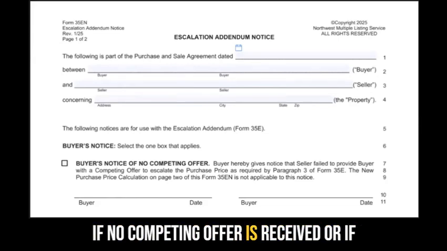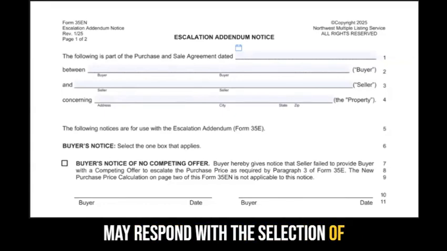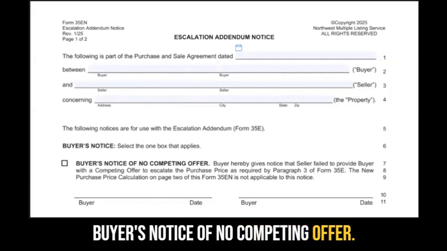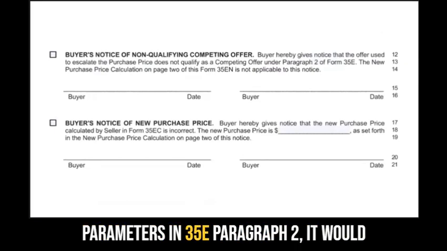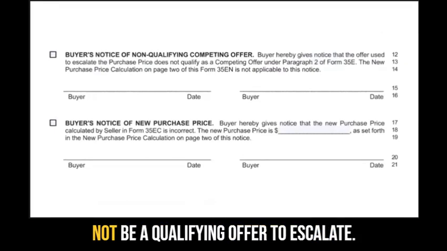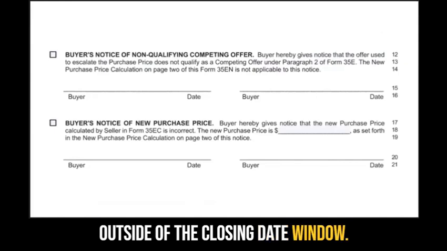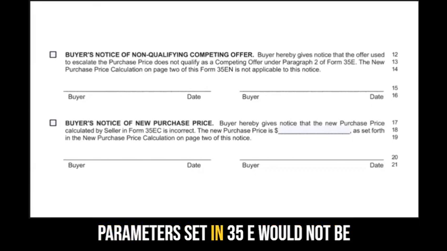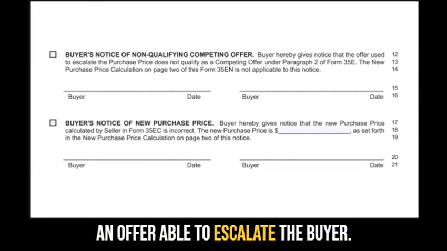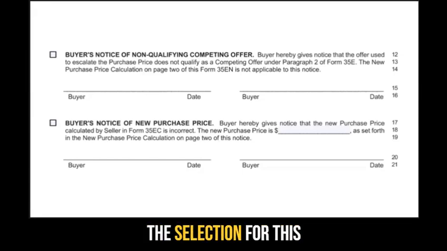If no competing offer is received or if any information is redacted, the buyer may respond with the selection of buyer's notice of no competing offer. If the competing offer is received by the buyer but falls outside the parameters in 35E, paragraph 2, it would not be a qualifying offer to escalate. This would be an offer that was outside of the closing date window or an offer that contained a 22B. An offer that falls outside the parameters set in 35E would not be an offer able to escalate the buyer. Therefore, the buyer may deliver the notice that the escalation is invalid. The selection for this would be the buyer's notice of non-competing offer.